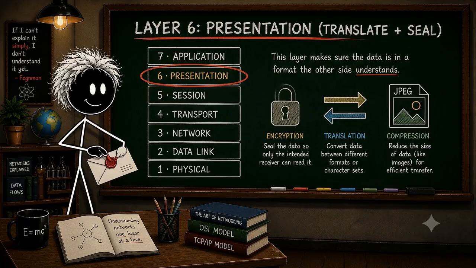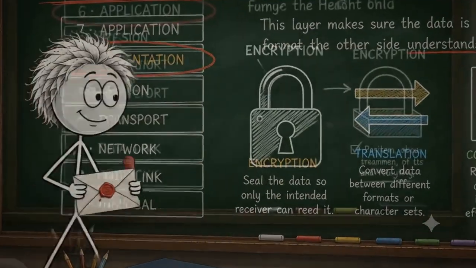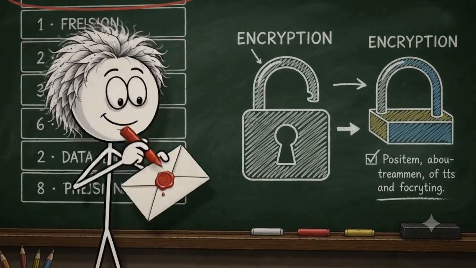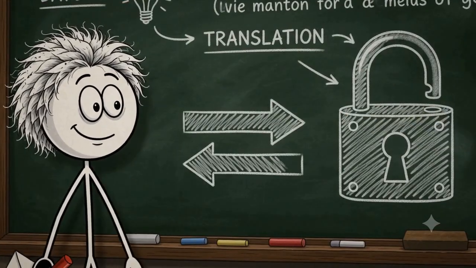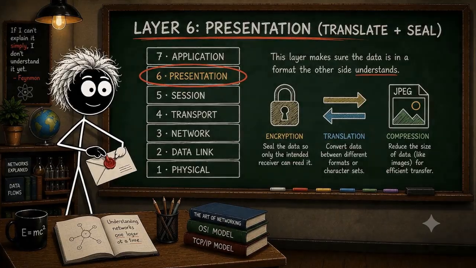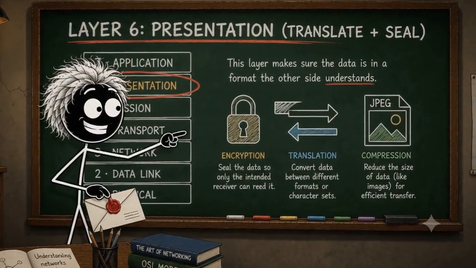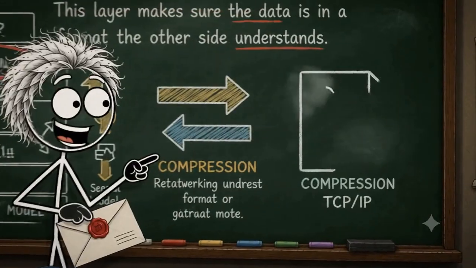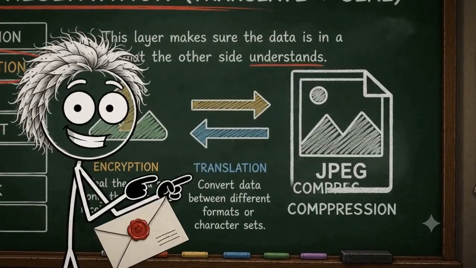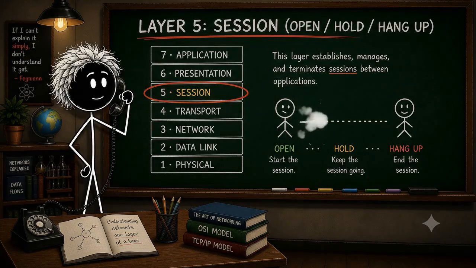Layer 6, the presentation layer. Think of this as the translator. Its job is to make sure the data is in a form the other side can actually read. That means encryption, turning your note into a sealed, coded message, and formatting, like how an image gets encoded, sealing and translating the note.